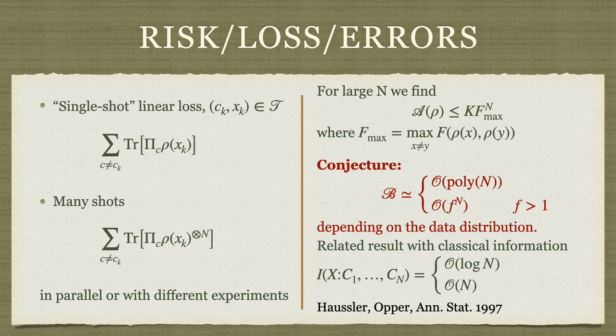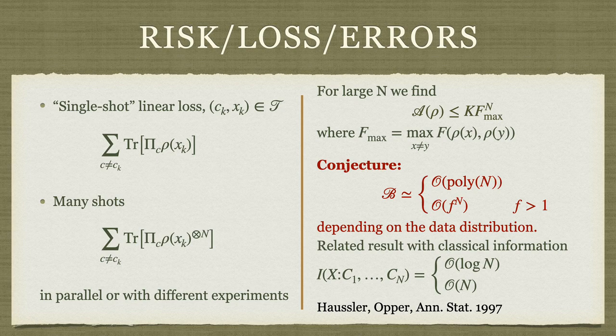So far we have only considered the single-shot linear loss. We can now also discuss a many-shot version of our loss function, where the discrimination strategy now uses n copies of the state, like in the second equation on the left. In the asymptotic limit, we were able to show that the approximation error decreases exponentially with the maximum fidelity between different states, namely the quantity shown in the equation on the top right.